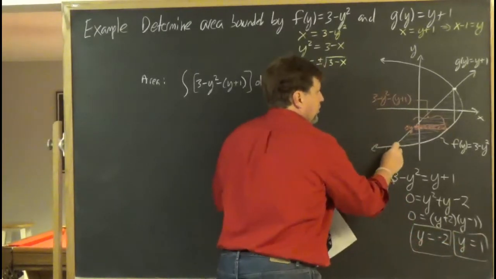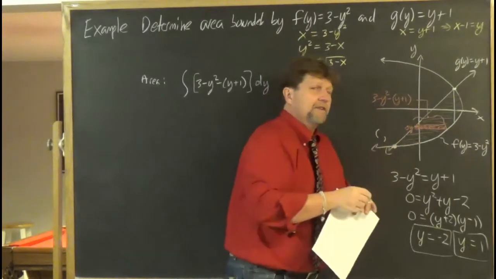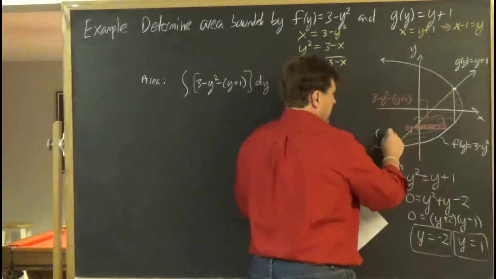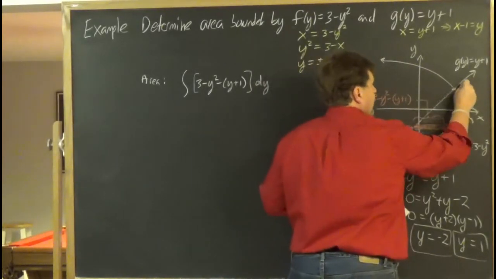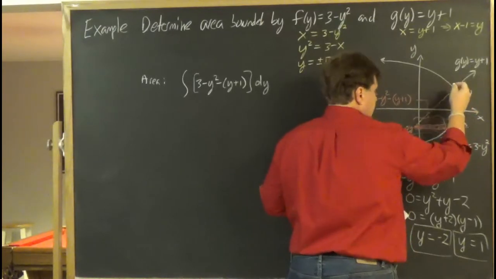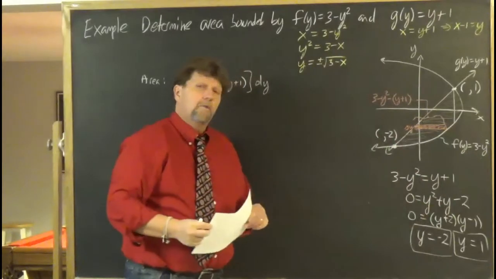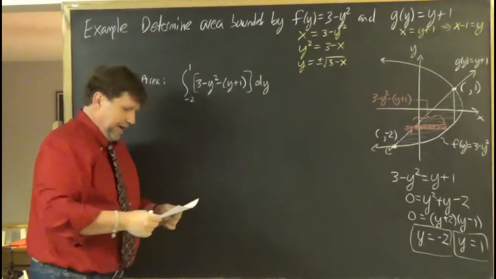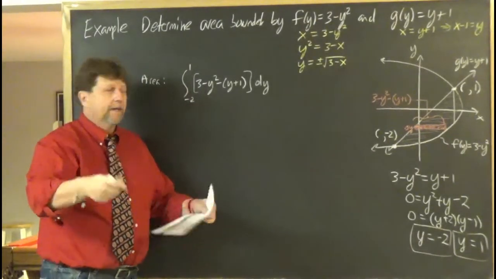That means this point right here, while I don't know what the x-coordinate of the point of intersection is, and I really don't care what the x-coordinate is, I know the y-coordinate is negative 2. This point here, I don't know what the x-coordinate is, and I don't really care. The y-coordinate of intersection is 1. My limits of integration are negative 2 to 1. Well, now it's just a matter of doing it.